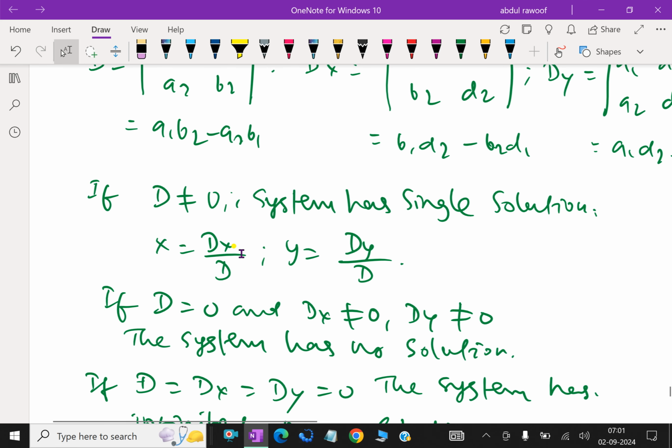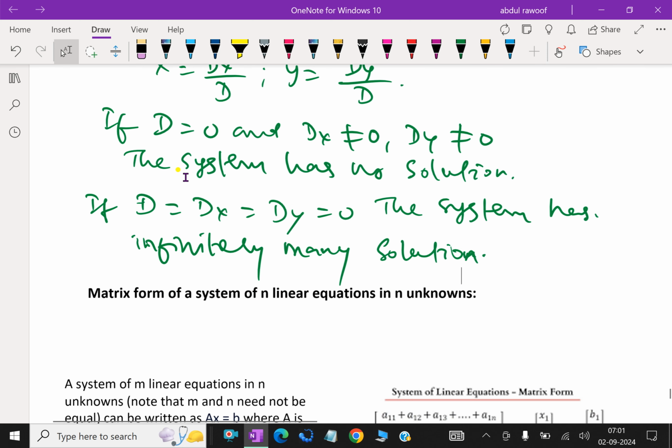Well, there are three cases. First one, d is not equal to 0: this system has a single solution, and that solution is x equals dx by d, y equals dy by d, by Cramer's rule. If d equals 0, then dx is not equal to 0 and dy is not equal to 0, the system has no solution. And if d equals dx equals dy equals 0, all are 0, the system has infinitely many solutions.